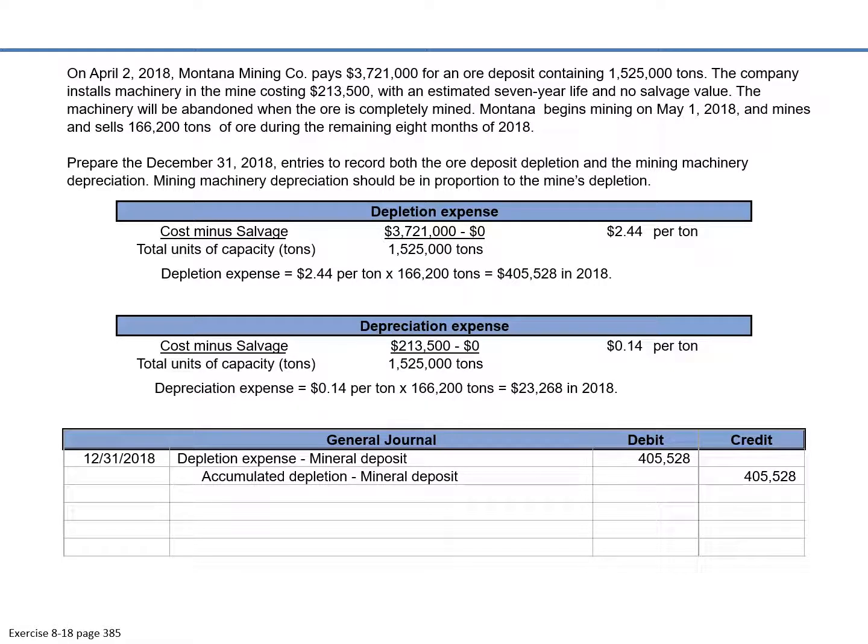So they depleted 166,200 tons in 18 times 14 cents of depreciation on the machinery, which gives a depreciation expense of $23,268 and accumulated depreciation of $23,268.